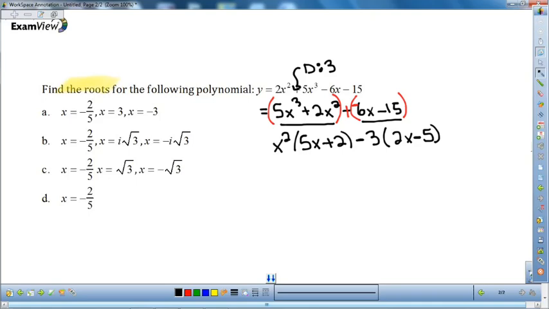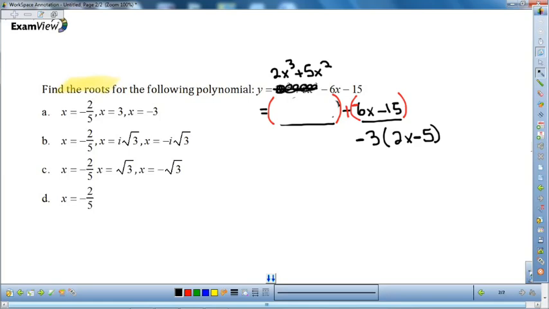For this one, I believe there's a mistake on the problem. It should actually be 2x cubed plus 5x squared. So if you can go ahead and change that, let's do this grouping again. The order was correct, just the powers were wrong.